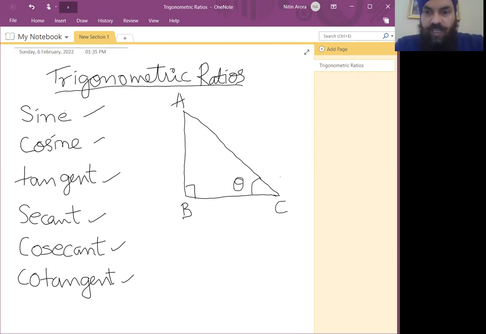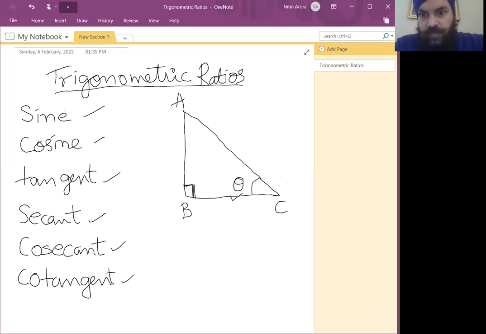Now, what do you mean by a right angle triangle? As you can see in the picture, we have a right angle triangle ABC, which has at least one angle as 90 degrees. The 90-degree angle is represented by this symbol as shown. And there is one acute angle.